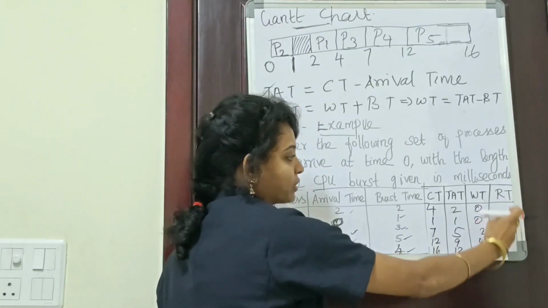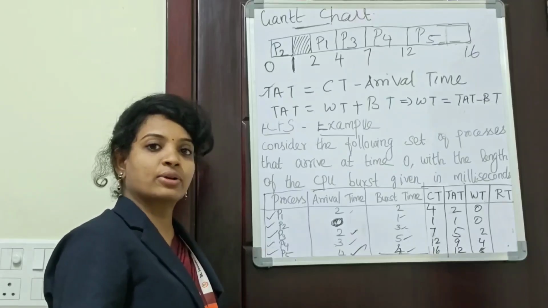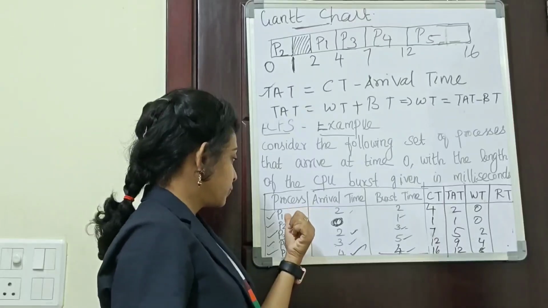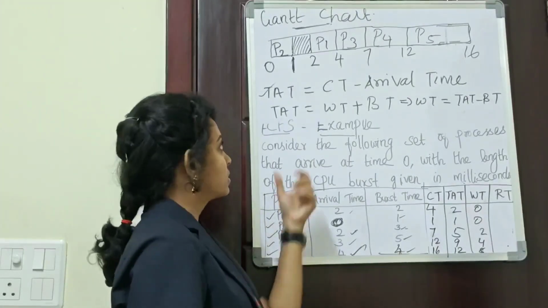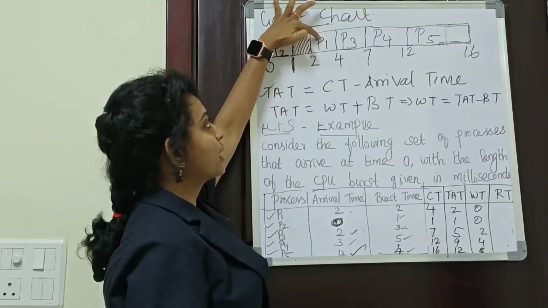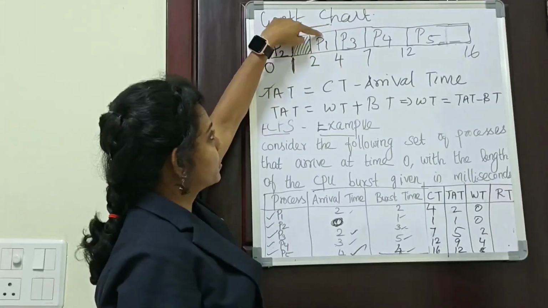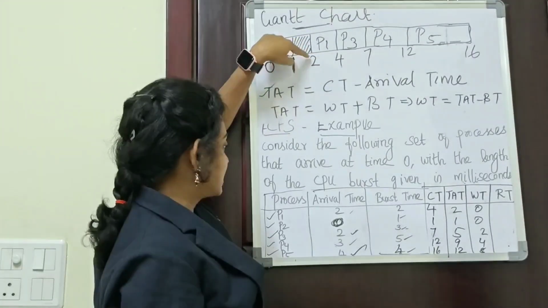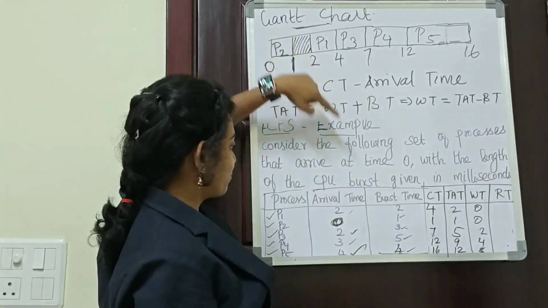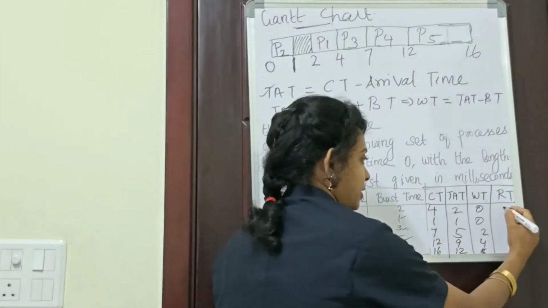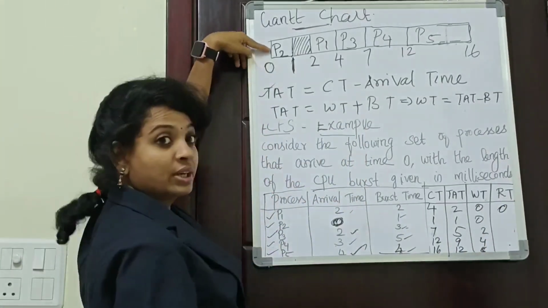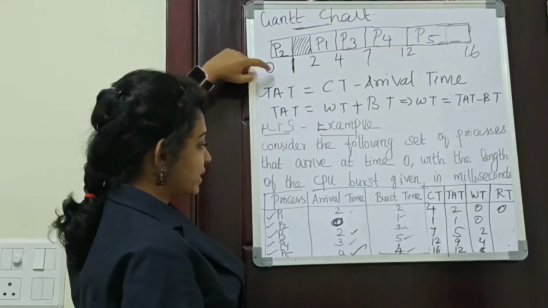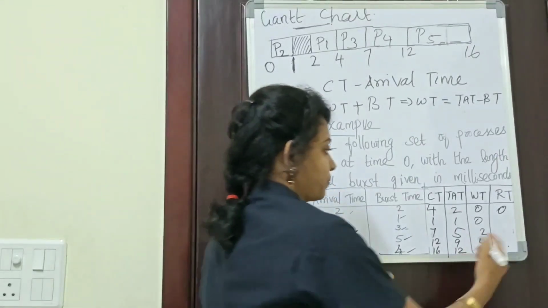Now we have to calculate the response time. How will we calculate the response time? Consider the first process: at what time does it start its execution? The response time is that start time minus arrival time. For P1, 2 minus 2, 0 is the response time. The next, P2, starts its execution at 0, so 0 minus 0, 0.